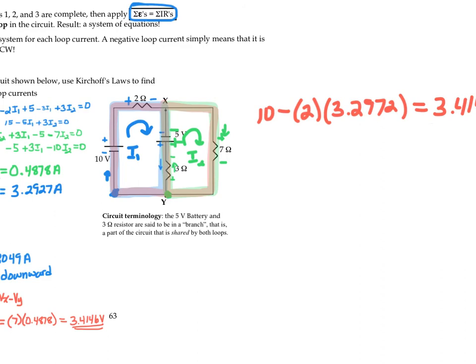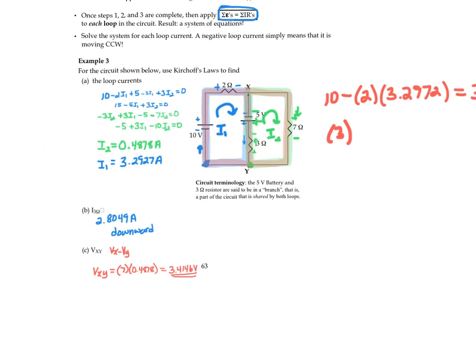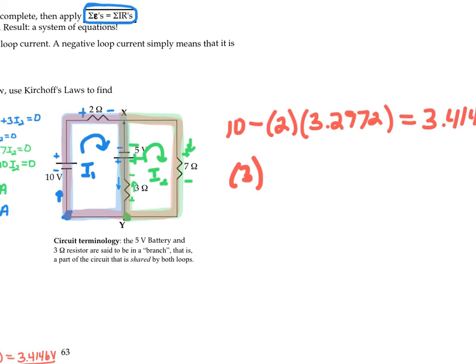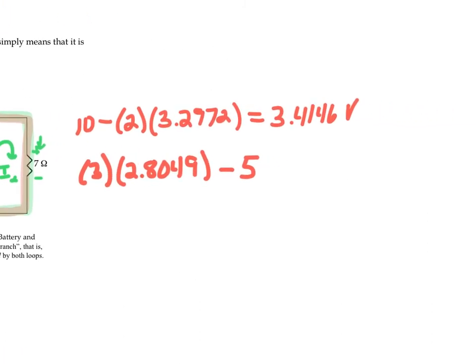The third way we could do it is just go straight through the 3 ohm resistor and the 5-volt battery. Through the 3 ohm resistor, there's going to be an increase in electric potential of I times R, where the resistance is 3 and the current is that I3 that we found to be 2.8049. So that goes up by almost 9 volts, but then it comes down through that 5-volt battery, so minus 5, and you'd find that that comes out to about 3.4147 volts. Okay, we've got more significant figures there than we can realistically handle anyway.